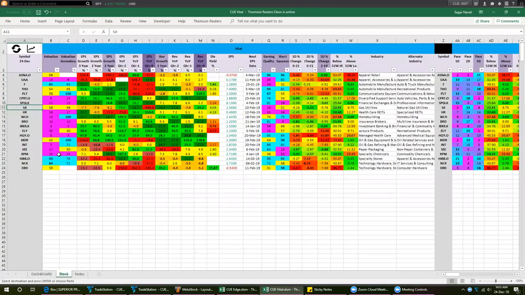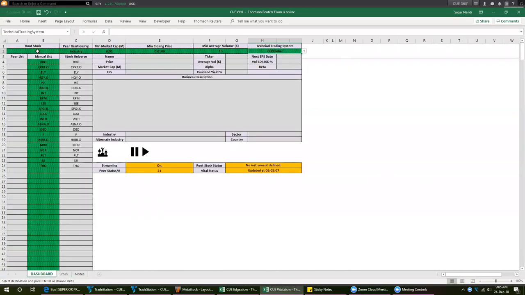How is the industry? It is KMB. So we can look at KMB's fundamentals. And now you will see I'm starting with a root stock, KMB. If I type KMB, the moment I type the root stock, it will do three passes. First, it is going to retrieve some basic information about the root stock.